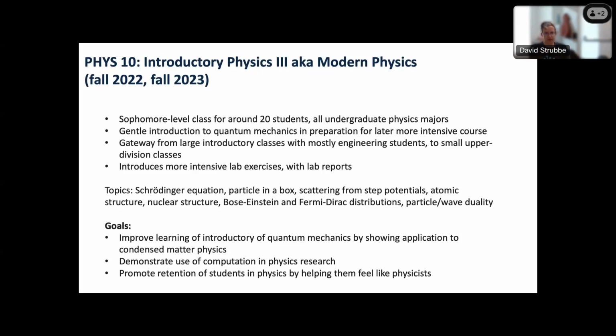This class is mostly about quantum mechanics, but in a sort of gentle introductory way, and they have a later, more intensive course. It also is designed to introduce in a more intensive way lab exercises, including lab reports. Some of the topics discussed in the class are the Schrödinger equation, particle-in-a-box model, scattering from step potentials, some atomic and nuclear structure in mostly a phenomenological way, a little bit on the quantum statistical distributions, and discussion about particles versus waves.